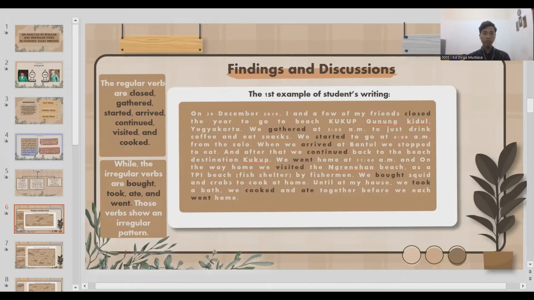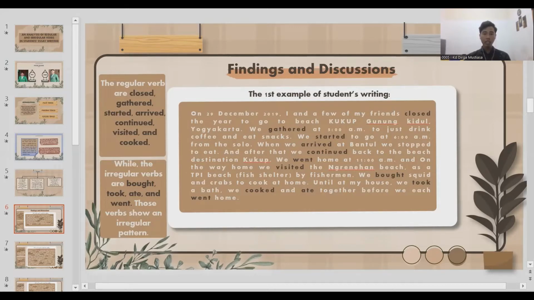Those verbs follow the spelling rules of the word with the ending e is added by d. For example, the verb one is close, then changed to verb two into closed. The common regular verbs are added by ed. For example, the verb one is gather, then changed to verb two into gathered. And the verb one is start, then changed to verb two into started.